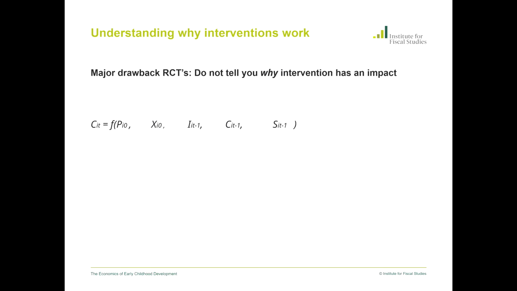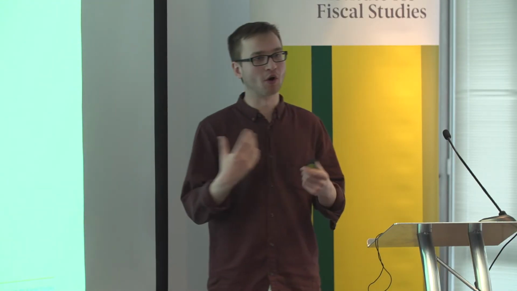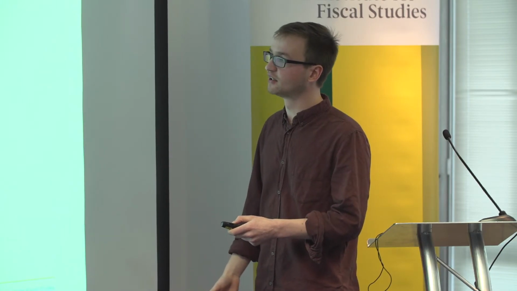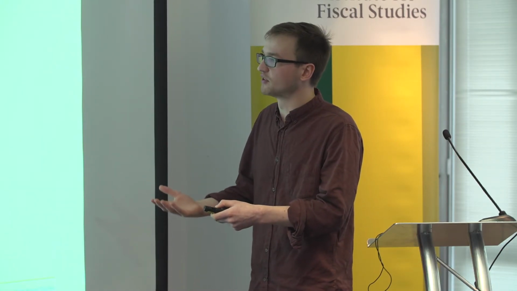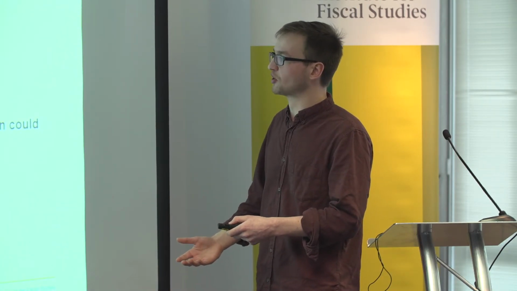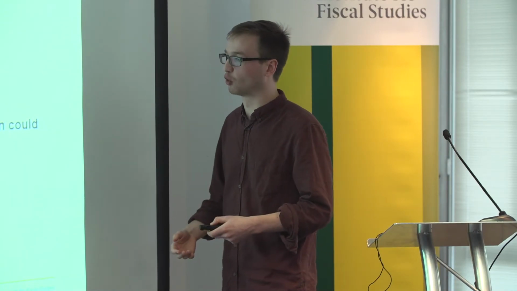A final major drawback to RCTs is they don't tell you why an intervention has worked. So thinking back to our causal framework earlier, what has changed in this equation that means that cognition is higher? Thinking back to the Jamaican example, what is it about this home visiting which is making cognition higher in the long run? It could be a change in any of these arguments. There's two channels fundamentally which we think this could work.